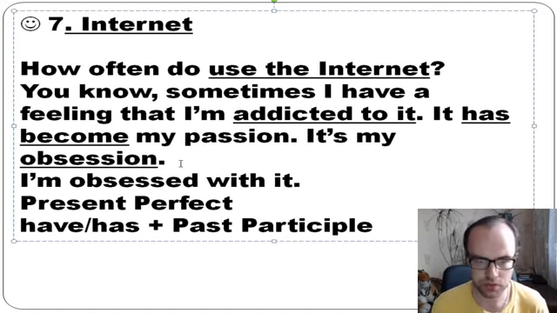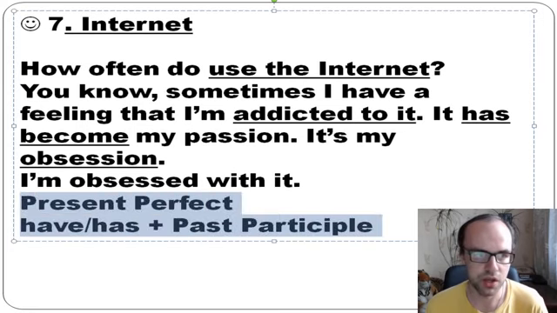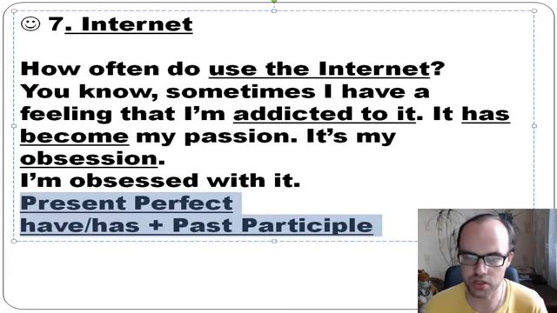I'm obsessed with it. I can't do without it. It's difficult for me to live without it. And sometimes I can't control myself. So, present perfect. How often do you use the internet? Sometimes I have a feeling that I'm addicted to it. It has become my passion. It's my obsession, or I'm obsessed with it. So present perfect: has plus past participle.